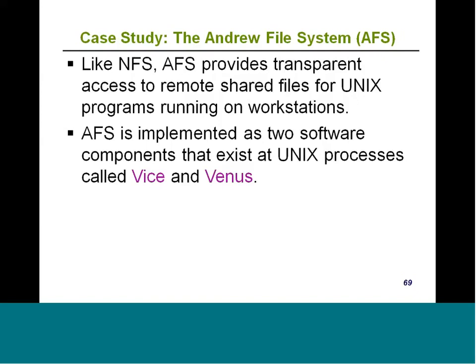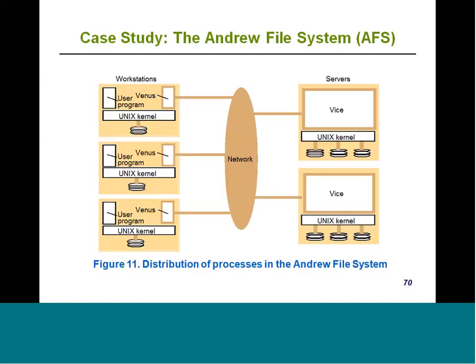So let's look at the picture on this one. Here you have all these different workstations, each with its own Unix kernel. There are some user programs. It also has what is called Venus, which is actually a process. Now in the NFS, we had the NFS server as a separate file system, basically. Whereas Venus is a process that is running on the Unix kernel, just like a user program.